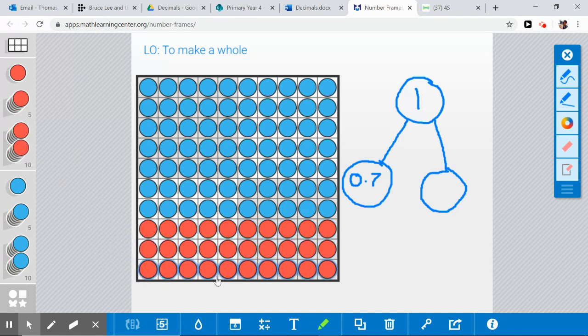And to write 3 tenths as a decimal, you would write 0.3. And again, you can use your number bonds. 7 add 3 is 10, and one whole one is the same as 10 tenths.